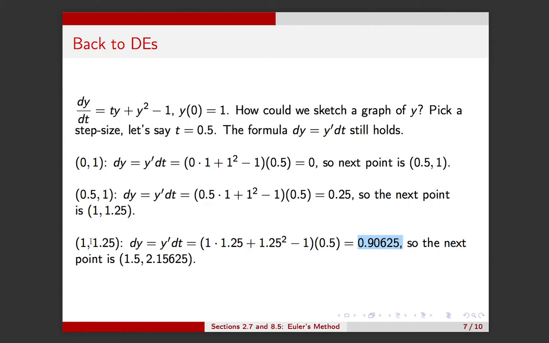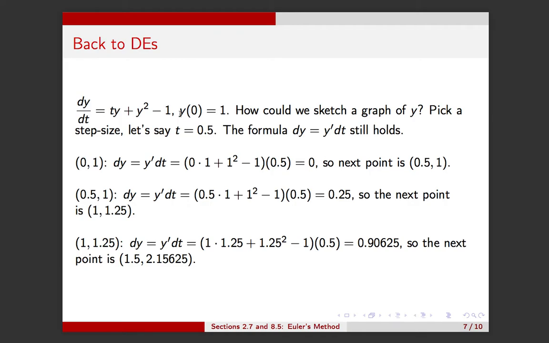So what does that mean? When I move from t equals 1 to t equals 1.5, that half step in time, y increases by roughly 0.9. So if it used to be 1.25, now it's this number here. Okay, so that's how Euler's method works. I could just slowly build a graph of y off of that differential equation and off of that initial value.